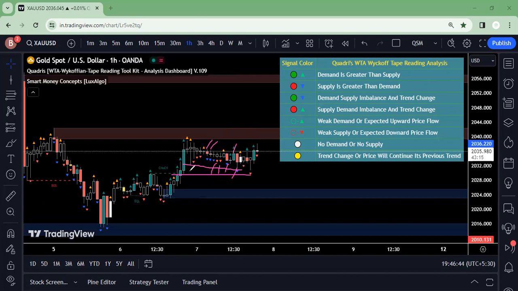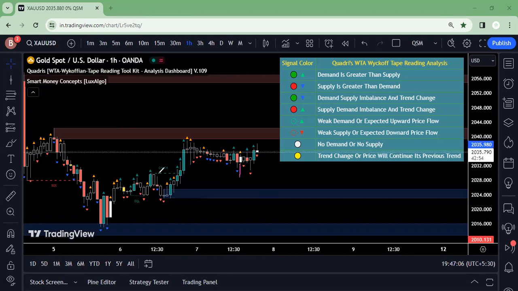So after this demand bar, which is great, like demand is greater than supply, we see effort to take the market downwards. But instantly we get a no supply bar.